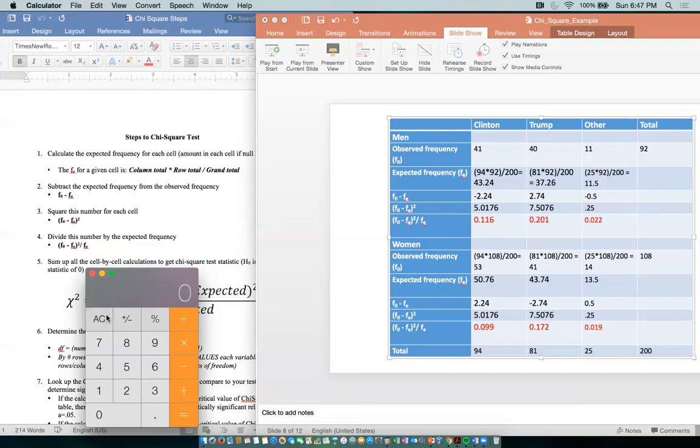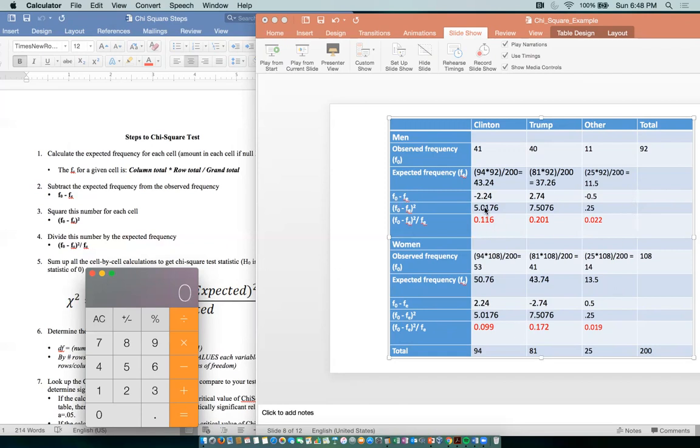If I look at this for men who voted for Trump, my observed is 40, my expected is 37.26. That's 2.74. If I look at women voting for Trump, my observed is 41, my expected is 43.74. That leads to a difference of negative 2.74. Again, they would cancel each other out. So I've calculated this F sub O minus F sub E. I've done this 6 times.